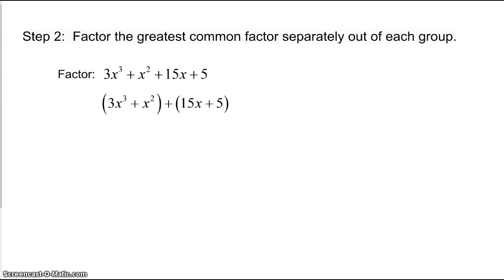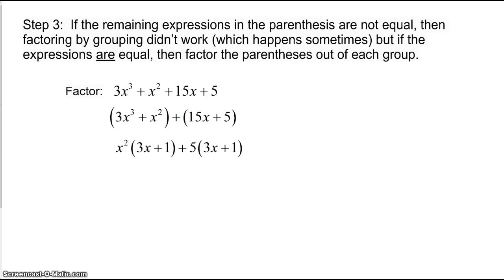The second step for factoring by grouping is to, within each group, factor out the greatest common factor. So on the left side, I could take an x squared out, and I'd be left with a 3x plus 1. And on the right side, I could take a 5 out, and I'd be left with a 3x plus 1. All right. So you factor out the greatest common factor from each group independently. Now, at this point, if the 2 things in the parentheses are identical, you can carry this procedure farther. Sometimes they're not identical, and if that's true, then it just means that factoring by grouping won't work in this case. But if you do happen to have that, then you can factor one more step.